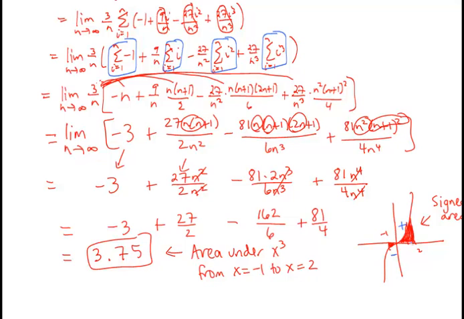So signed area represents the area below the x-axis as well as above the x-axis, and anything below is considered negative, any area above is considered positive.